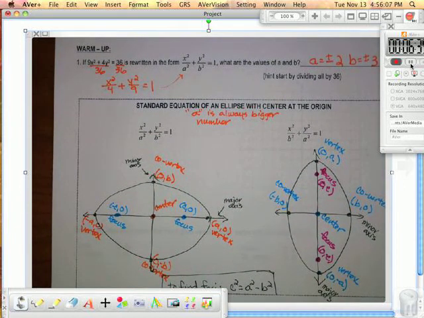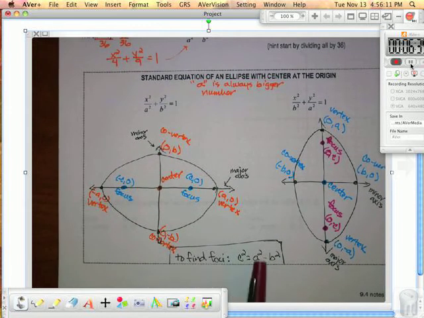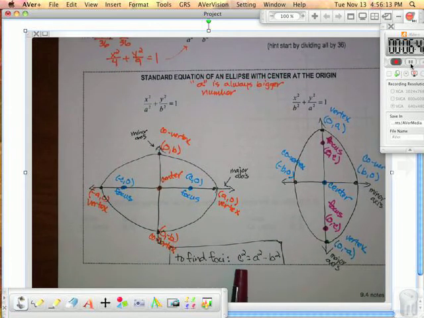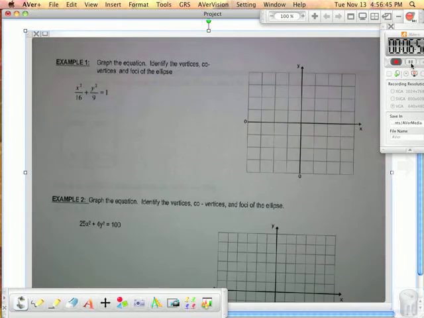This little handy-dandy equation is sort of derived from the Pythagorean theorem. I can show you that at some point, but this is how you find the focus. c squared equals a squared minus b squared. And you have all those components in the graph here. And that's how you find it. Ready? Okay, so let's practice a little bit.